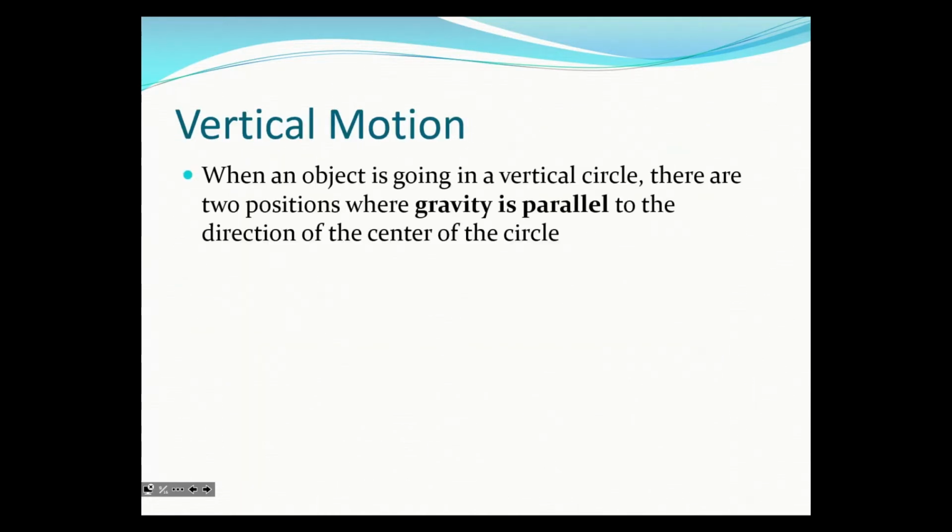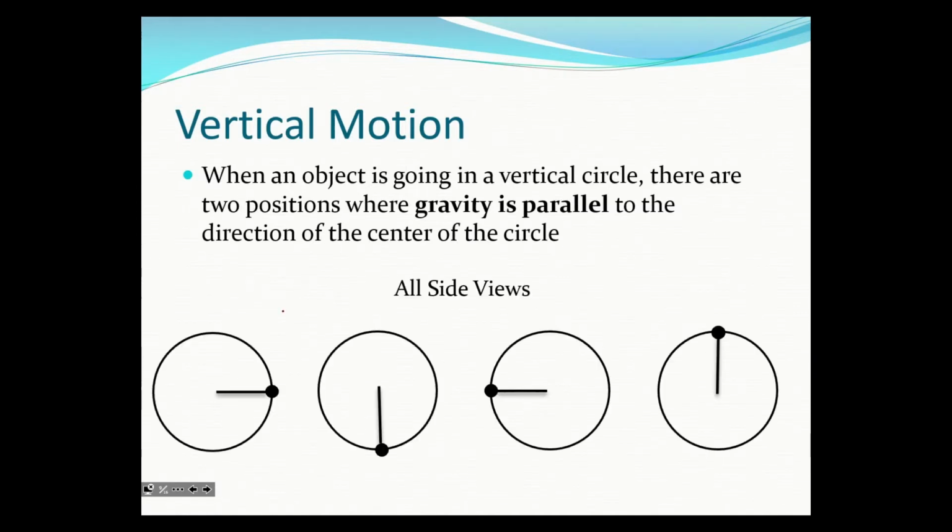Vertical motion. So when an object is going in a vertical circle, there are two positions where gravity is parallel to the direction of the center of the circle. So these are a vertical circle. These are all side views, right? So let me switch to my camera.